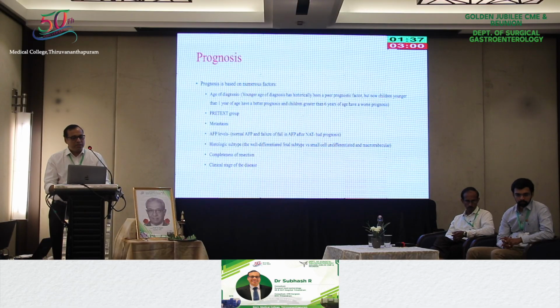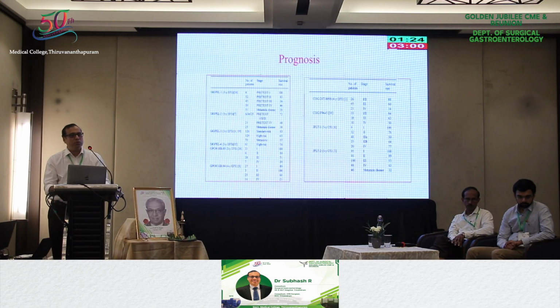Prognosis is based on so many criteria like PRETEXT group, the metastasis, AFP levels, histological subtypes, completeness of the resection, and clinical stage of the disease. And the prognosis nowadays is excellent. That is, the 5-year and 3-year survival rates are 75%, 80%. For PRETEXT 1-2 lesions, it is something like a complete cure. There are kids who got operated in the 80s and 90s and are still living.